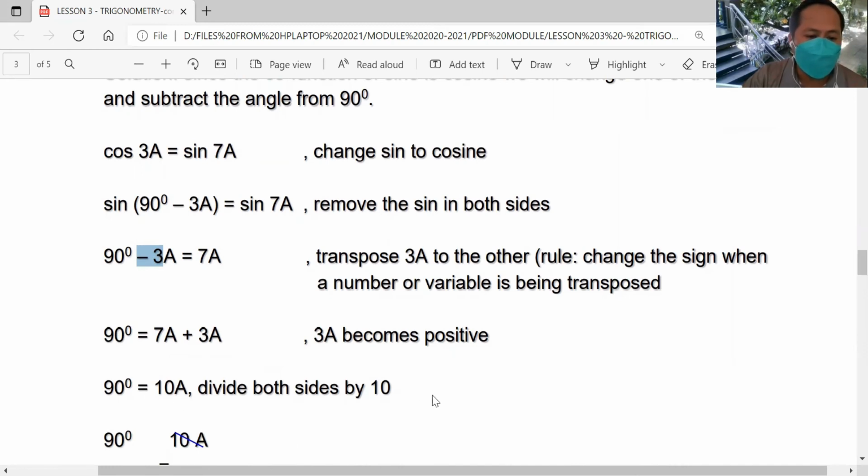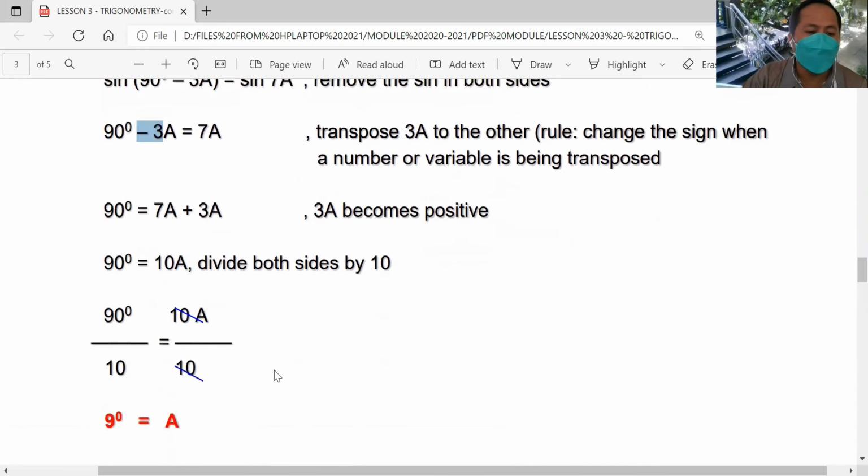So divide both sides by 10 to get the value of a. So 90 degrees over 10 is equal to 9 degrees. So that is example number 1. I hope it is clear.